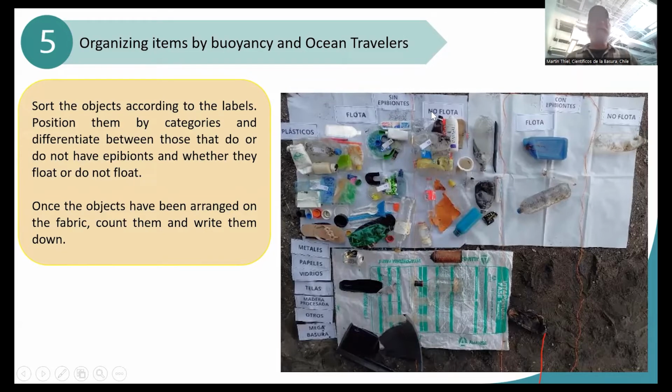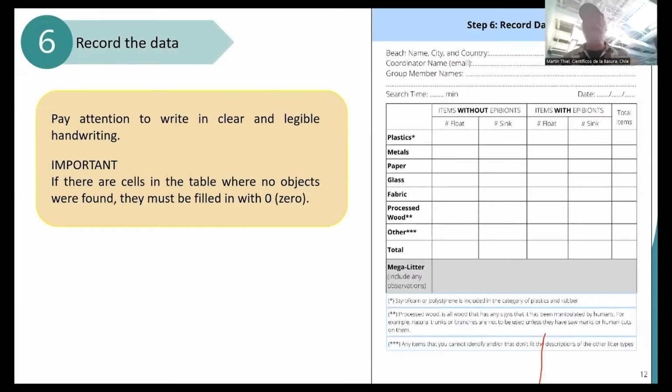And once we have done all this, once all our litter items are on this sheet on the ground, we count them in each category and we put the data in our data table here.